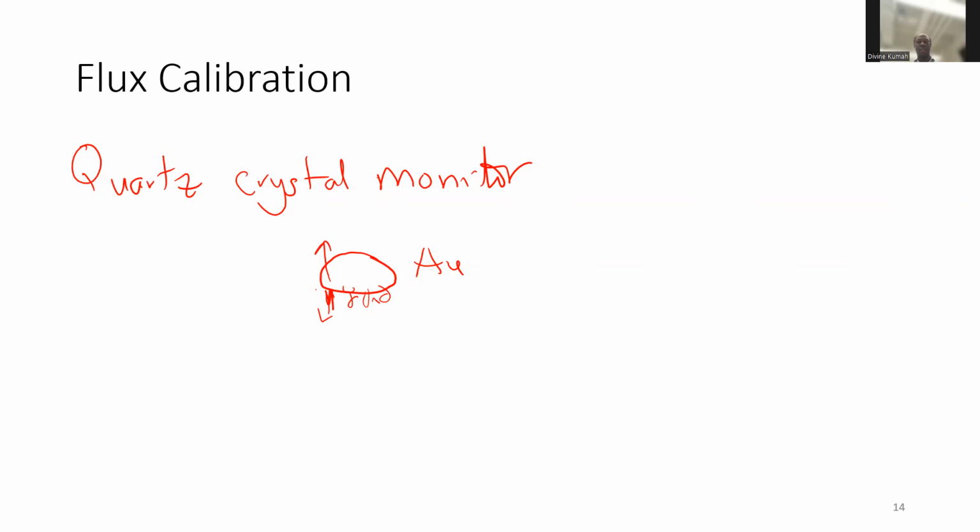In a typical experiment, we are trying to get one atomic layer of any given material per minute. So we will open up one of those shutters for one of the cells, carefully change the temperature until we get the desired rate, and then close that and move on to the next material. Once we've done all this calibration, we can now proceed to actually growing the thin film.